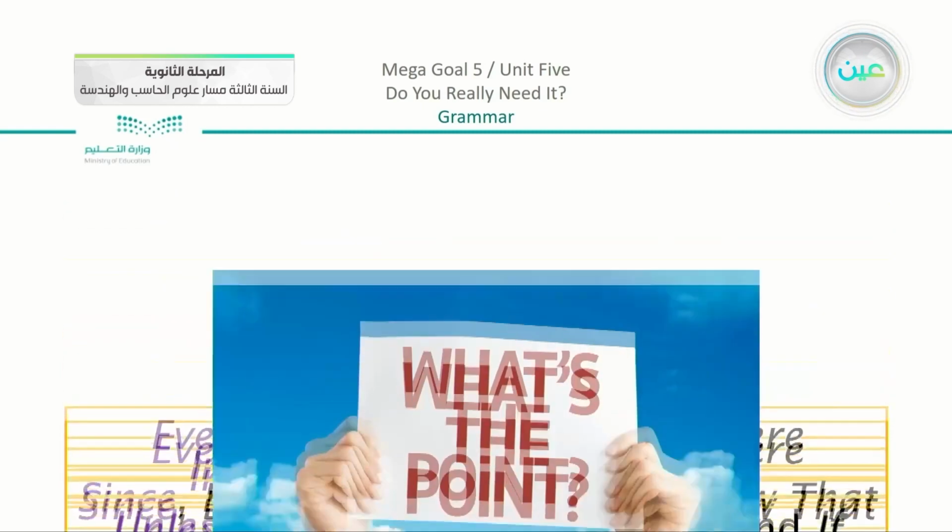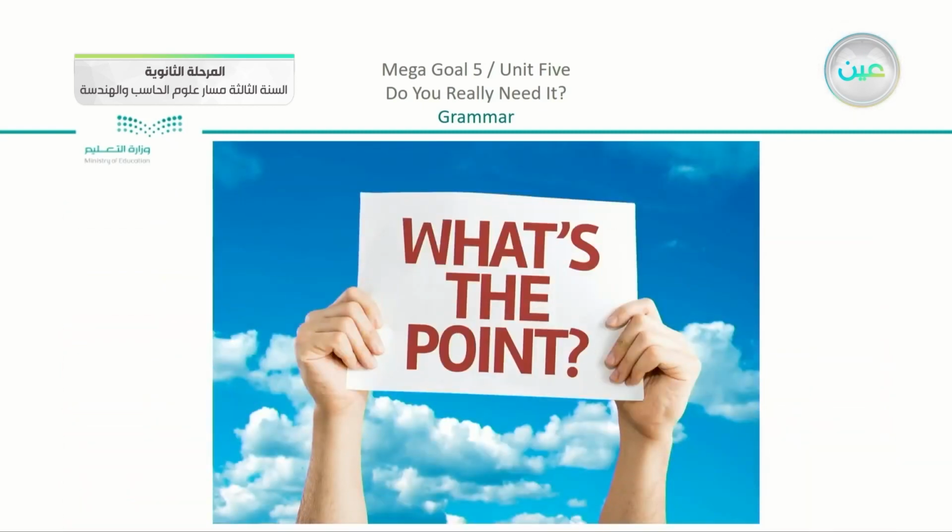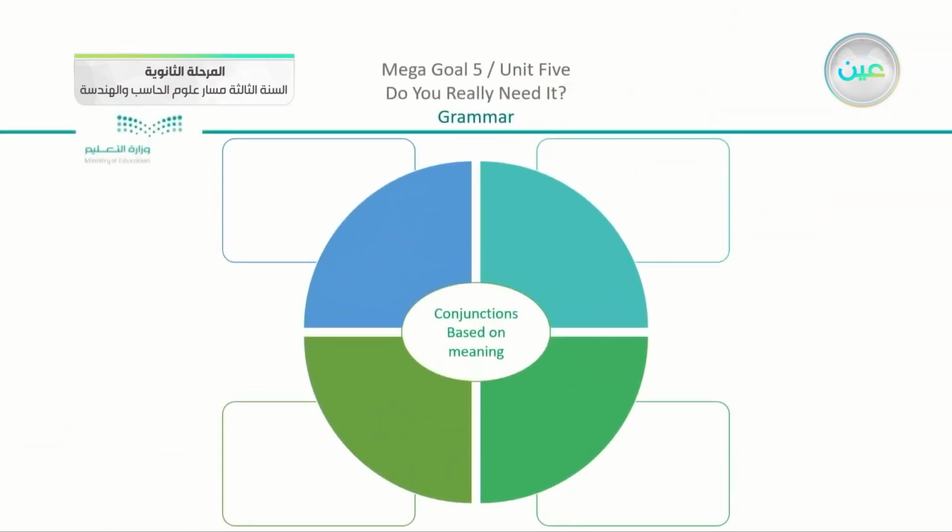Now what's the point? I want to see why I divide them into 4 parts. I do know that they are all conjunctions. They are all used in adverb clauses, but what is the point of using them? Now we're going to start seeing them one by one using this graph here. In the middle of the graph, you can see conjunctions based on meaning.